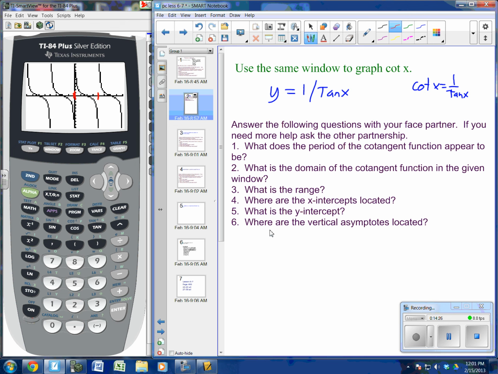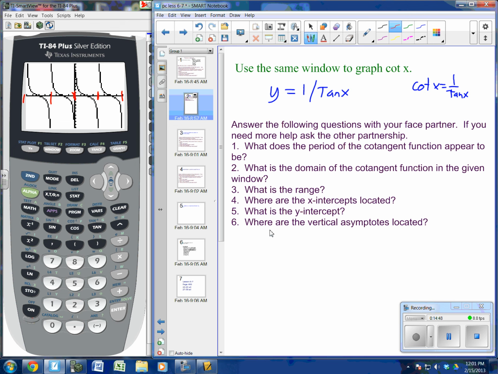Number 2, what is the domain of the cotangent function in the given window? What is the domain? Say that again, Parker. All reals except multiples of pi. That's right: 0, pi, 2 pi, negative 2 pi, and so forth. All reals except for multiples of pi.